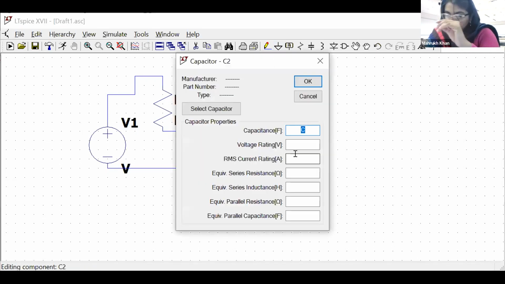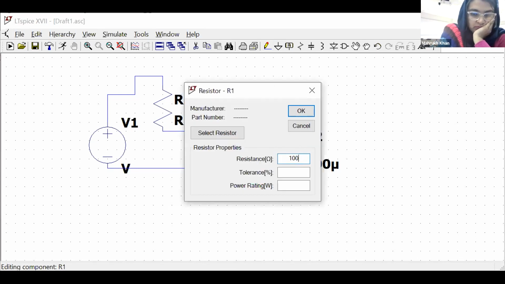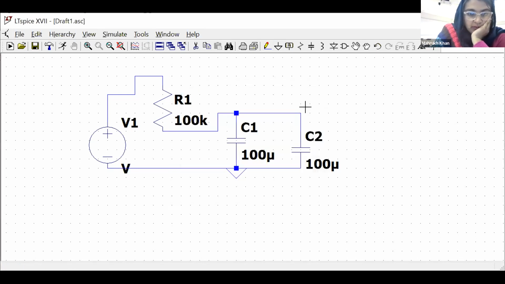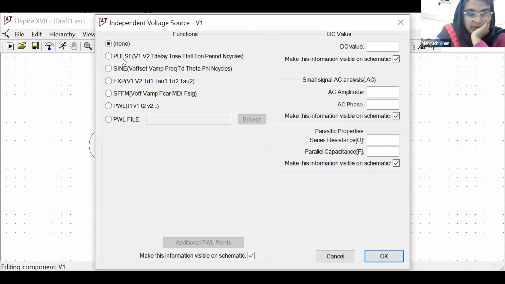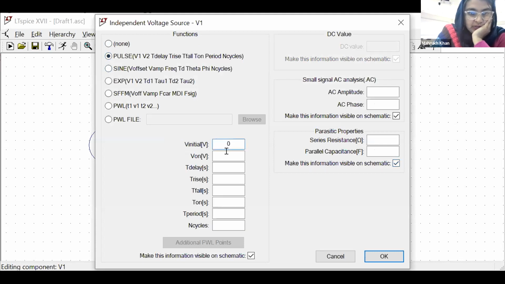Okay. My C2 is 100 microfarad. And I will go to the voltage pulse. Initial is 0, on is 9, delay is 0. You know what this is? I mean, how do I enter these values?